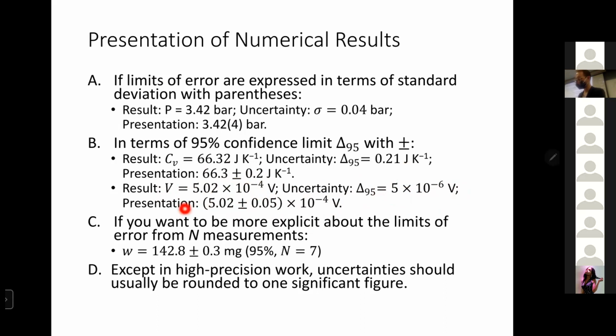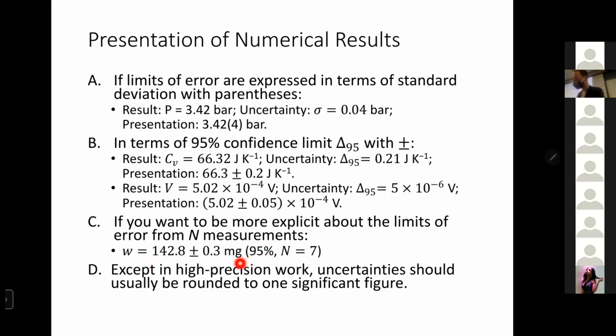Then a convenient way to write it is to convert the uncertainty so that it has the same exponent as the value that you calculate. So 0.05 times 10 to the minus 4 is the same as 5 times 10 to the minus 6. And then you can put both the value and the uncertainty in parentheses and multiply by 10 to the minus 4. Okay.